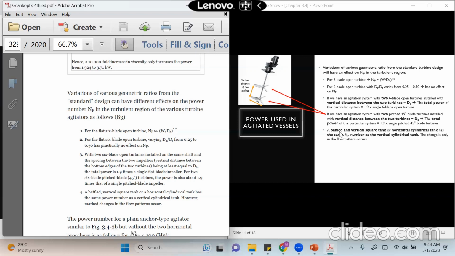A baffled and vertical square tank. So if I have a cubic tank with baffles installed inside, or a horizontal cylindrical tank, these two have the same NP number as the vertical cylindrical tank. The change is only in the flow pattern that occurs. So I can say that the power number is the same as for the vertical cylindrical tank.